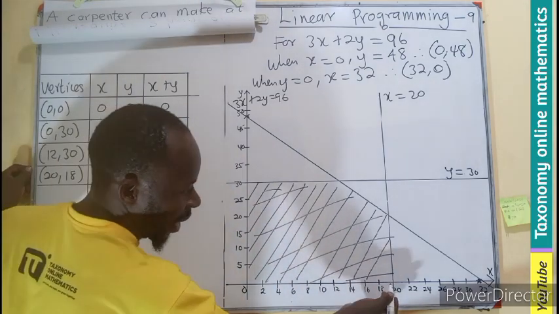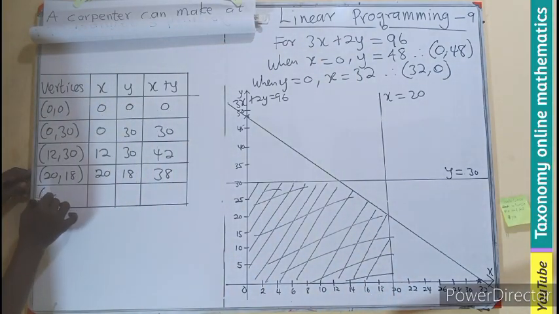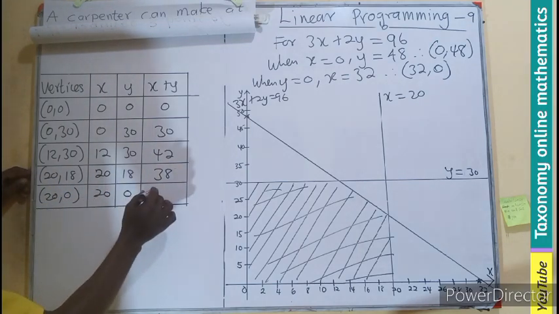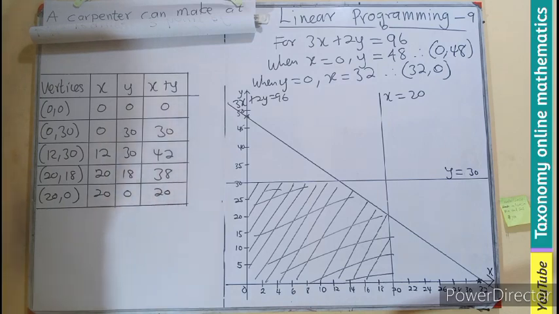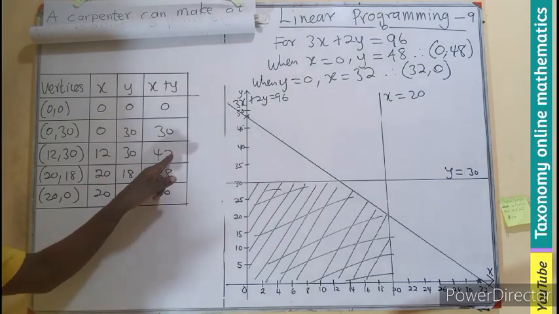So now the last point is going to be this corner, which is 20 on the x-axis, then 0 on the y-axis. So we have 20, 0. If you add them, you will get this. So now we are looking for the maximum. And what is the maximum? The maximum is going to be 42.